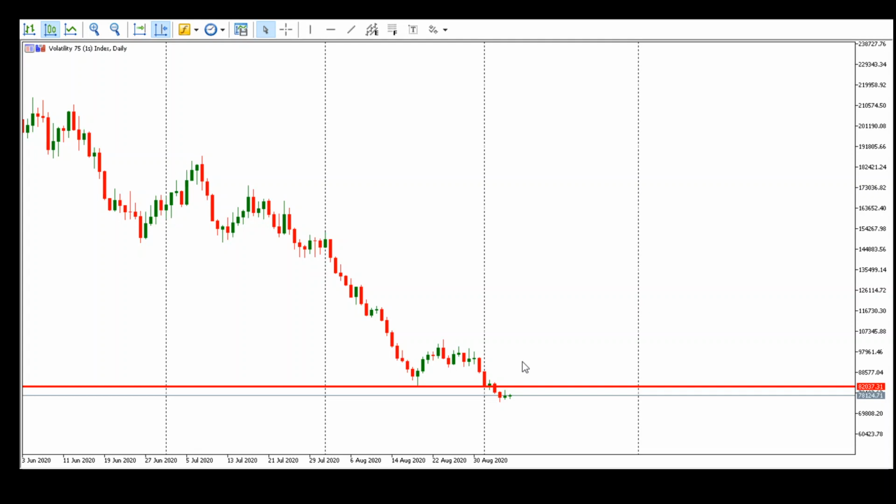Otherwise, if you don't want to wait for the market to push a daily candle to close above this level, what you need is to check the weekly range and the daily range.